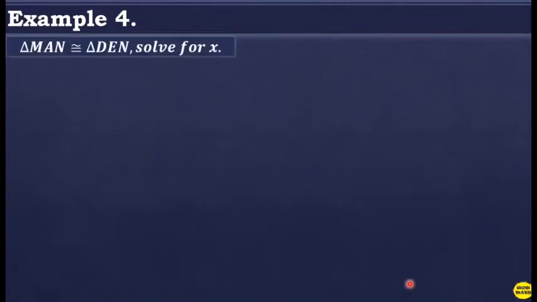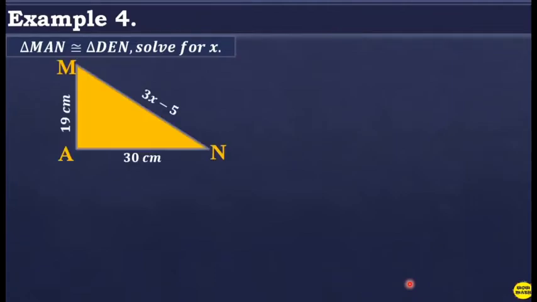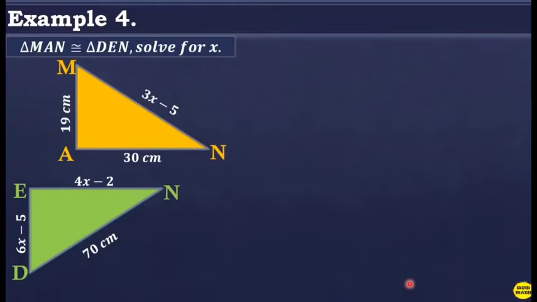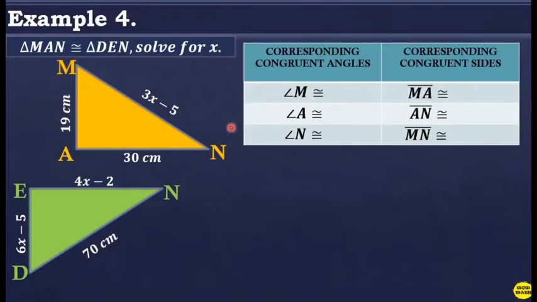So, I have here triangle MAN is congruent to triangle DEN. Take note, our triangle here is flipped. If you want to arrange it, you have to flip the other triangle, which is what we call reflection. Okay? So let us complete first the table.